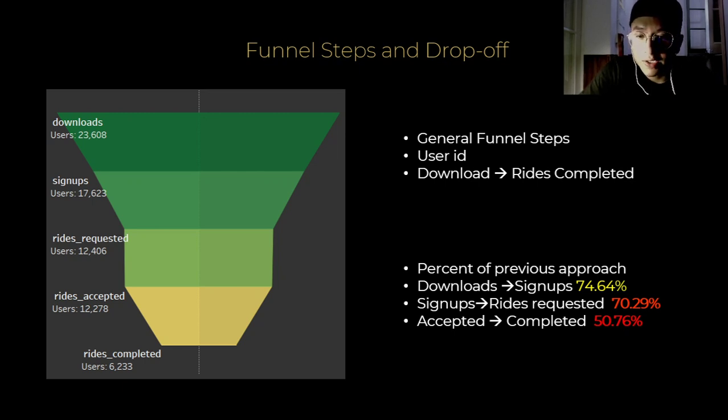As we can see in the image, the general funnel steps are downloads, signups, rides requested, rides accepted, and rides completed. These steps represent the general flow that impacts the number of users using our service. Using the percentage top approach, we can see a clear decrease in some steps of the funnel, but we're going to focus on where the total users decrease the most.